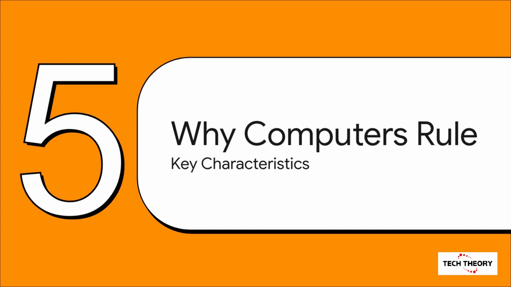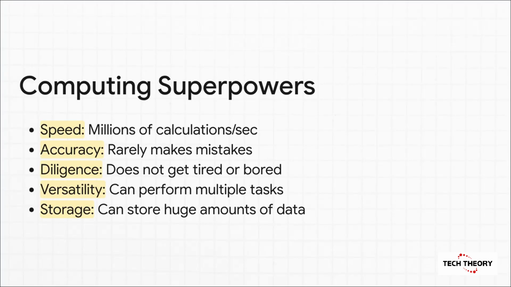So you have to ask, right? What is it about these machines? How did they manage to totally run our world in just a few decades? Well, it really boils down to a handful of key characteristics. Or maybe a better word is superpowers. And here they are. First, speed. We're talking millions, even billions of calculations per second. It's just staggering. Then there's accuracy. They just don't make mistakes like we do.